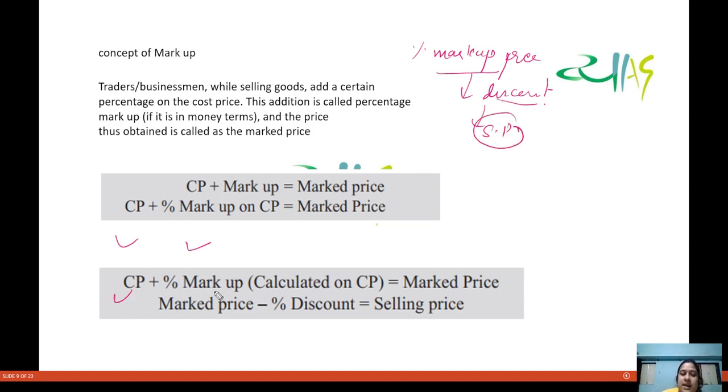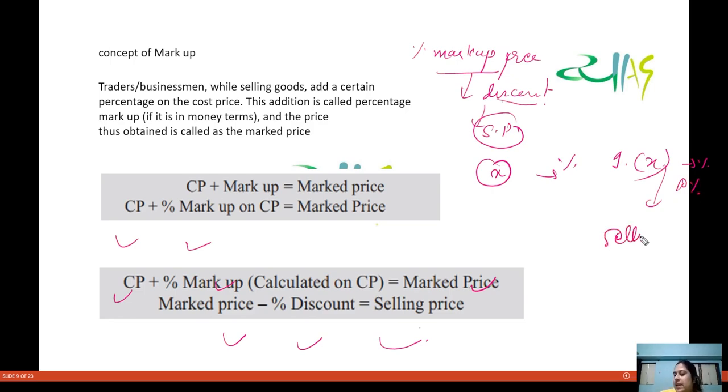So your cost price plus percentage markup is equal to your marked price, and marked price minus percentage discount is equal to selling price. So you start with, let's say, cost price x, and then some percentage markup will add 1 point something to your x. Then you will have some percentage discount on this, let's say 10%, and then you will get your selling price.